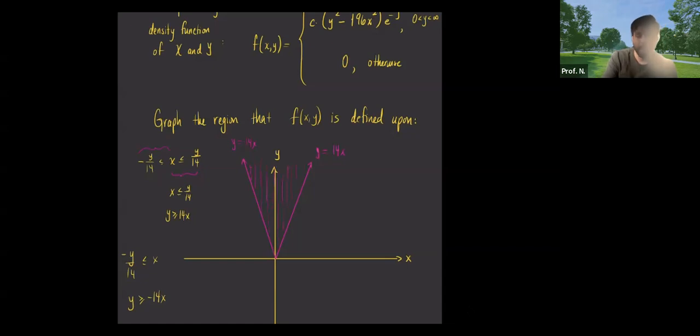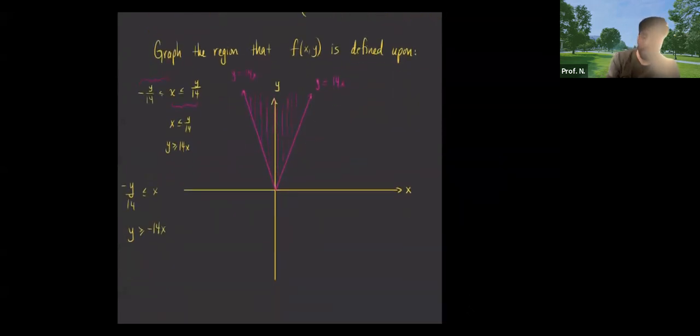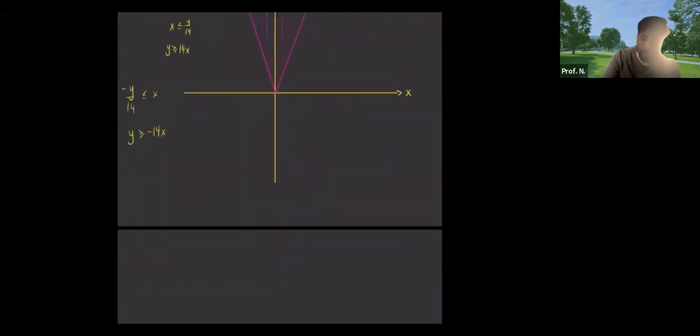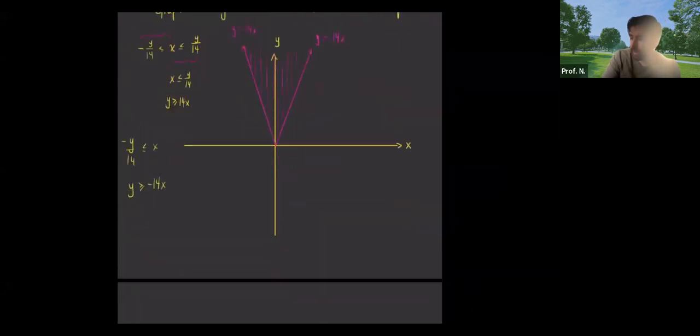So does everybody see the region? So x is bounded by these two lines. Okay, so that's very helpful now, because when we have to do our double integration business here, it's a little bit easier to see what the bounds will be.